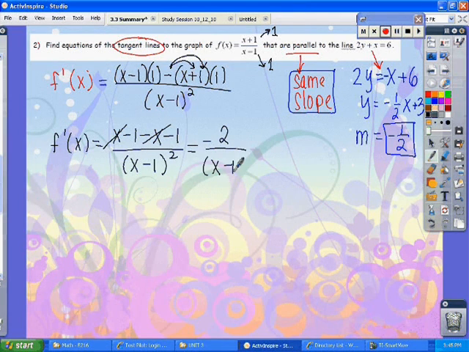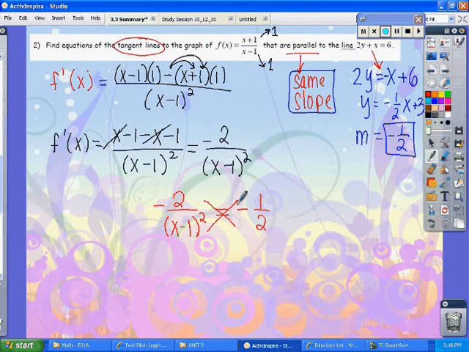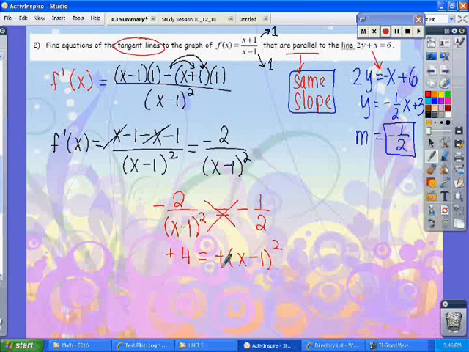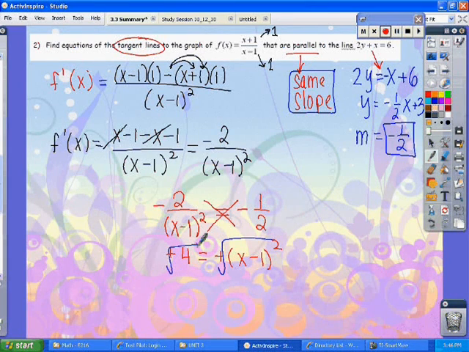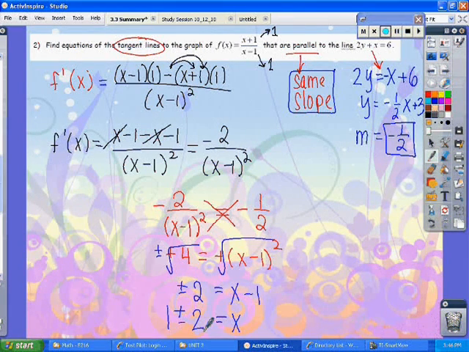So I need to set, let's use red. This is my derivative function, the slopes of the graph, and I want the slope of the graph to be parallel to the line who had a slope of negative 1/2. So let's cross multiply, and we get negative 4 is equal to negative x minus 1 squared. Let's just turn those positive, divide by negative 1. Therefore, if I want to solve for the x, I'm going to take the square root of this side, square root of this side, plus or minus. X minus 1 is equal to plus or minus 2. Therefore, x is equal to 1 plus or minus 2. Therefore, x is equal to 3 or x is equal to negative 1.